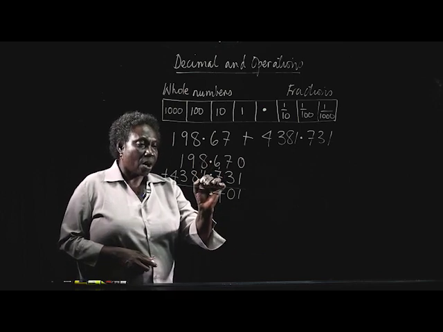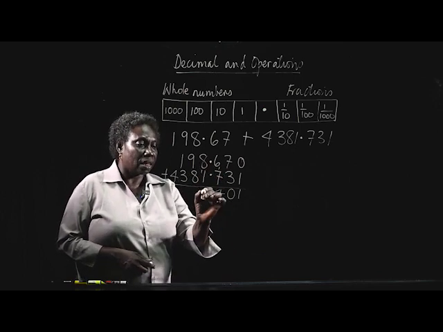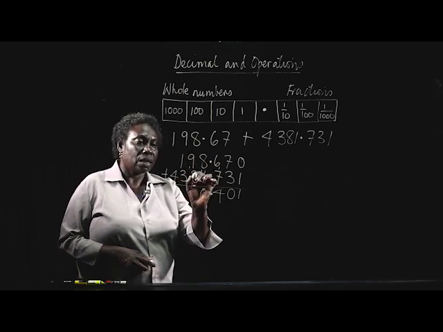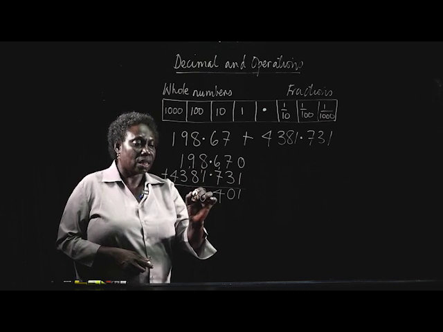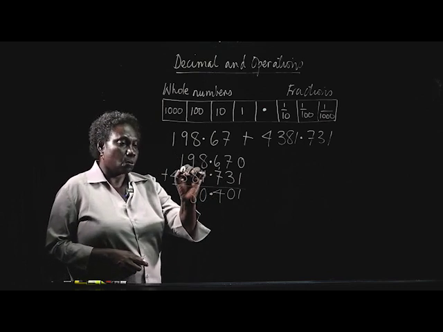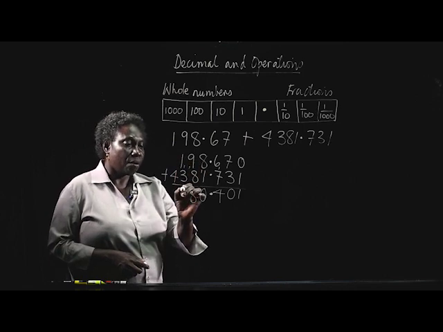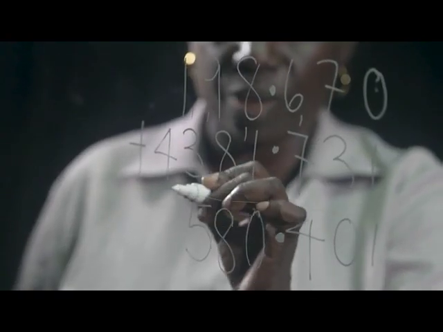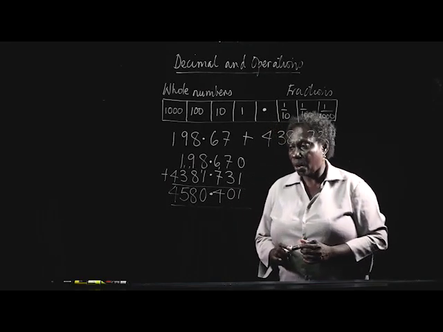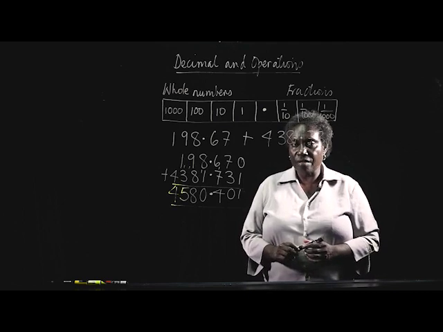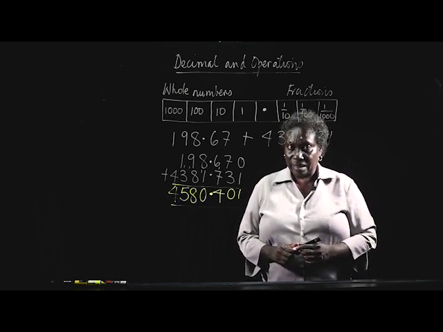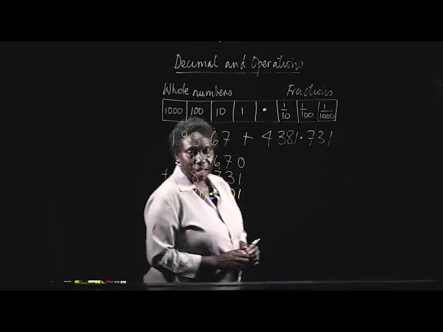8 plus 1, 9, plus 1 is 10, put down 0, carry 1. 9 plus 8 is 17, plus 1 is 18, put down 8, carry 1. 3 plus 1 is 4, plus 1, 5. Put down 5 and bring down 4. Now, the answer to our addition is 4,580.401.